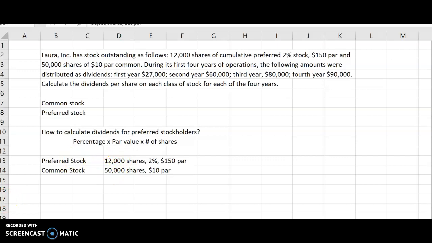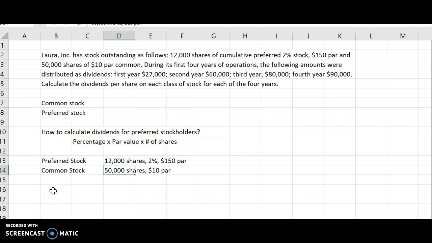Notice for common stock it doesn't give a percent. Here's why. If you have preferred stock, you get preferential treatment and you get a certain amount of dividends promised to you if the company pays dividends. So that 2% is promising them 2% times par times number of shares. So this is why there's a percent. Common stockholders, we don't promise them anything, so there is not a percentage. Common stock just gets what's left over. So the question was, how do we calculate dividends for preferred stockholders? The answer is percentage times par times number of shares.